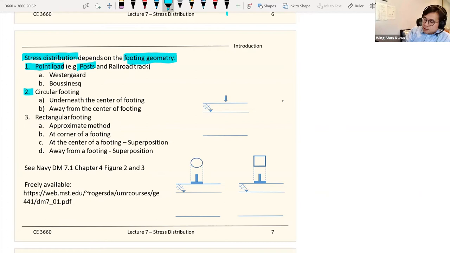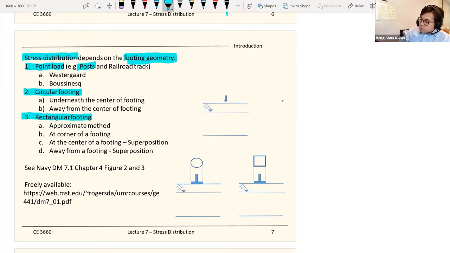The other method is circular footings. We'll talk more about the details later, and there are other subcategories we'll get to. The third one is that in many cases, in fact, the foundations that we put on the ground are in rectangular shape. So there are three different design scenarios we look at now: point load, circular footings, and rectangular footings.